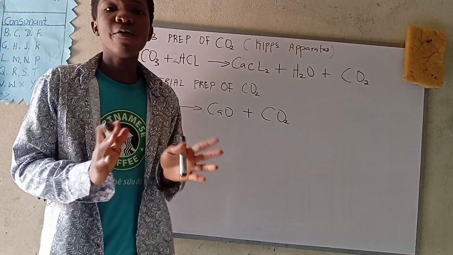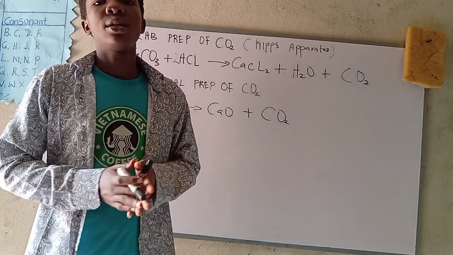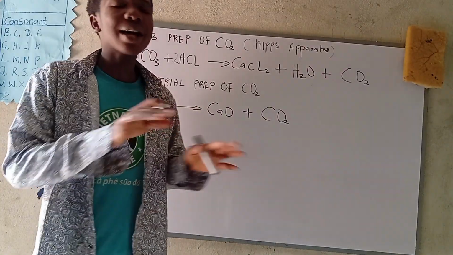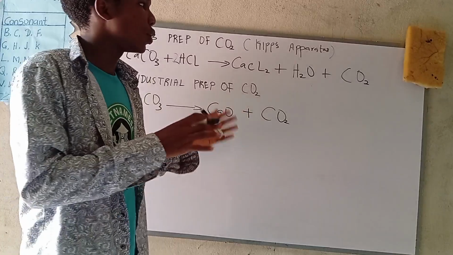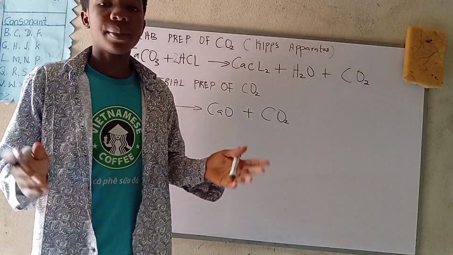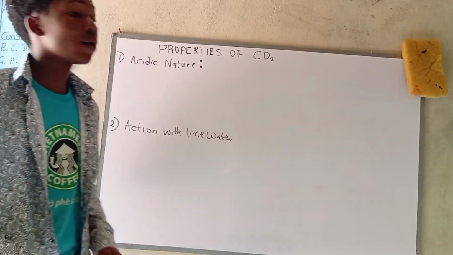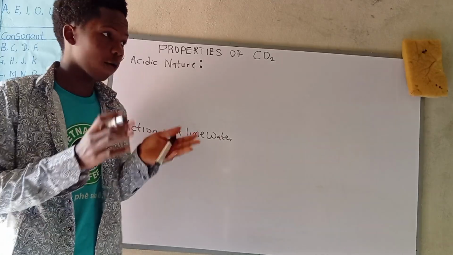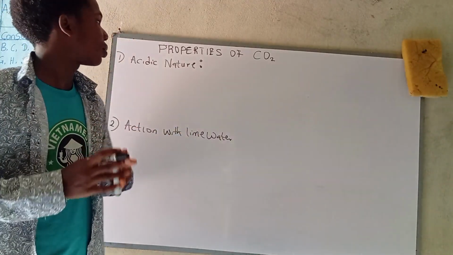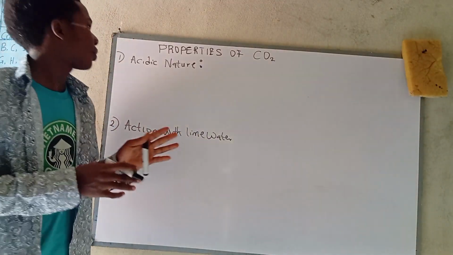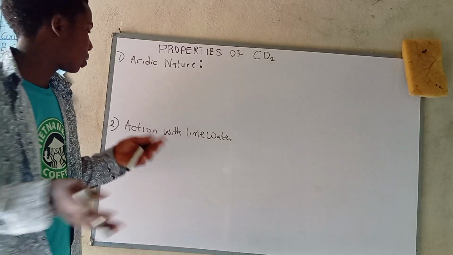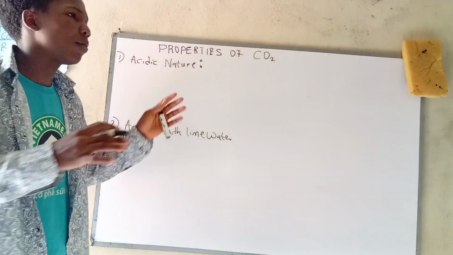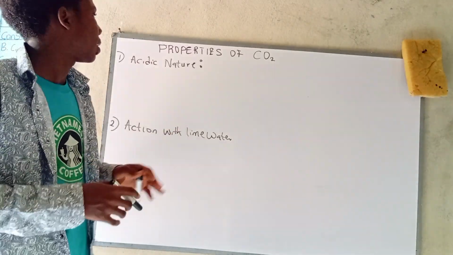Now we have to move on to the next stage, which is the reactions of CO2, the chemical properties. Now we have 2 properties of CO2. The first one is the acidic nature, and the second is the action with lime water. Now I'm going to explain it.